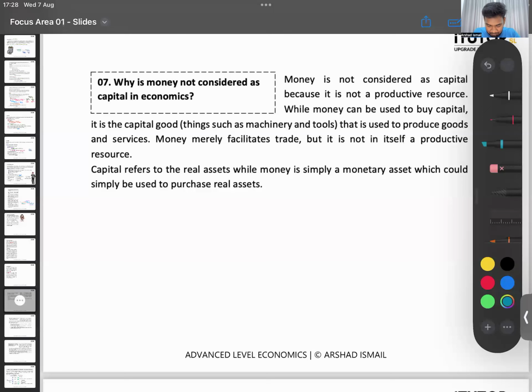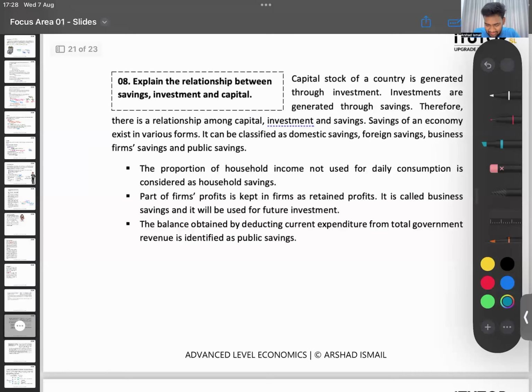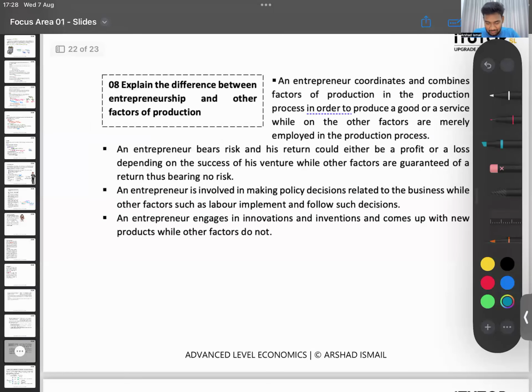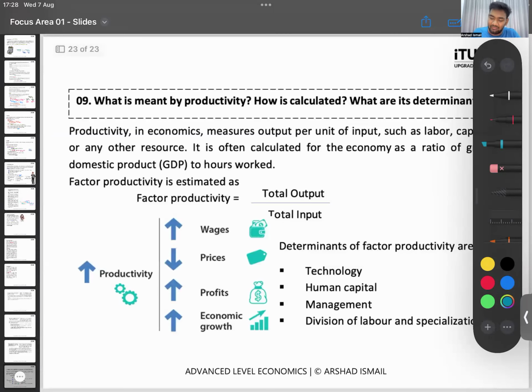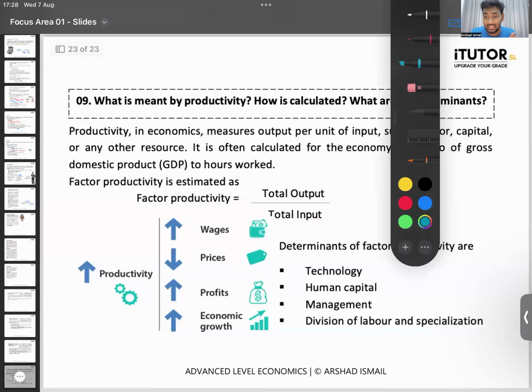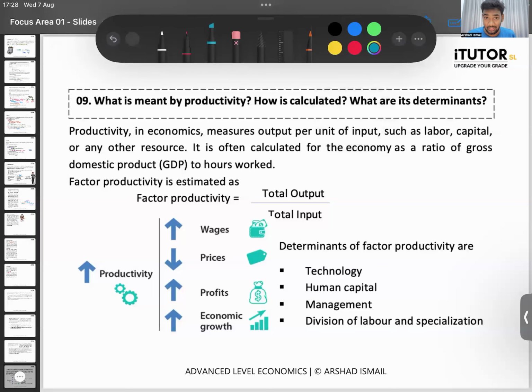Then this part I will leave, not very important for now. This I will cover in the paper as well, the difference between entrepreneurship and the other factors. And finally, we have productivity. What is productivity? Productivity is the output per unit of input.